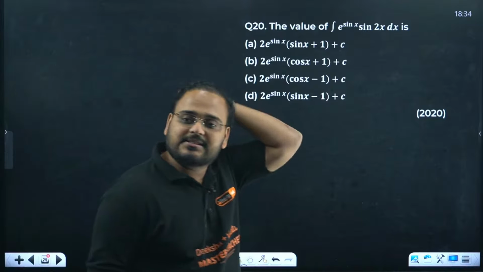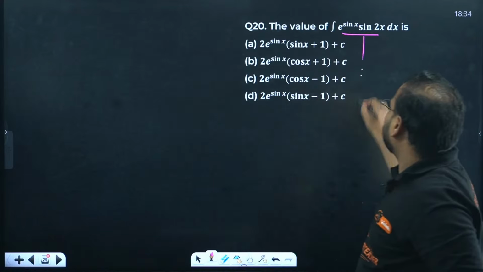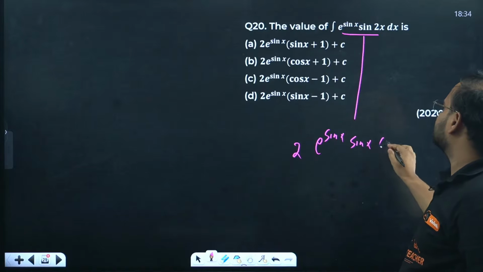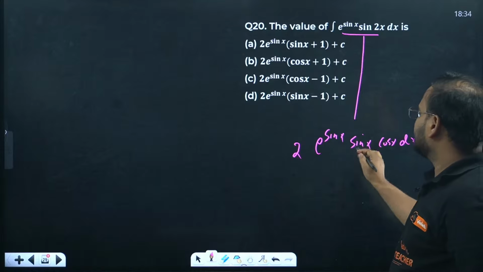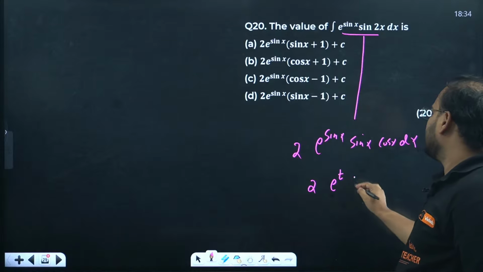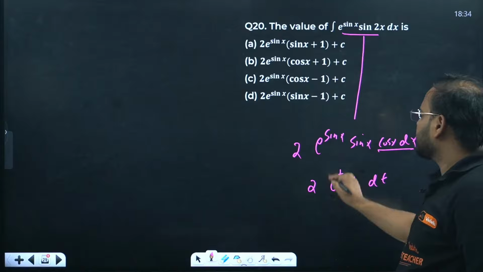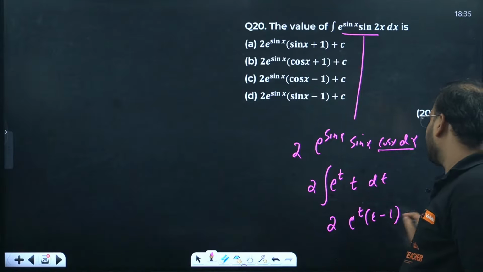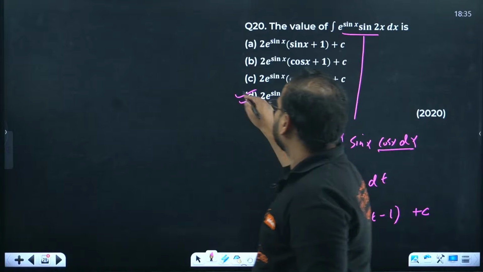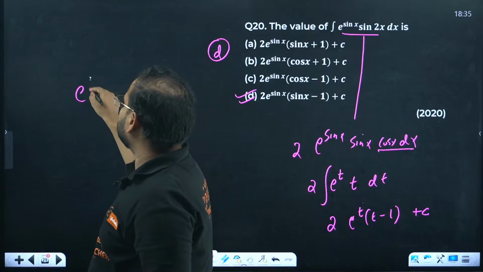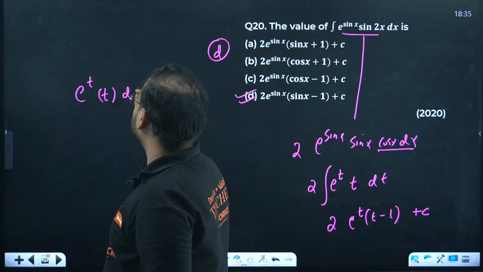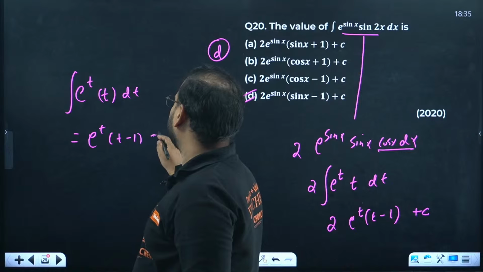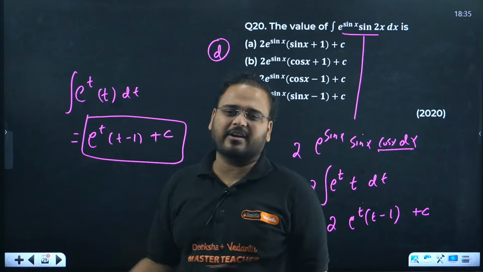Celebrations aside. That is e power sin x, sin 2x. How to solve this question? Simple one. E power sin x, sin 2x is 2 sin x cos x dx. So this is t, sir. Your answer becomes e^t t, and this whole thing becomes dt. By parts, we have a formula for this: e power t (t minus 1). I would request you all to remember this integration, please. Whenever you have the integration of e power t into t dt, the answer is always e power t (t minus 1) plus c. It's not a difficult integration, but you can remember it. It's a simple one.